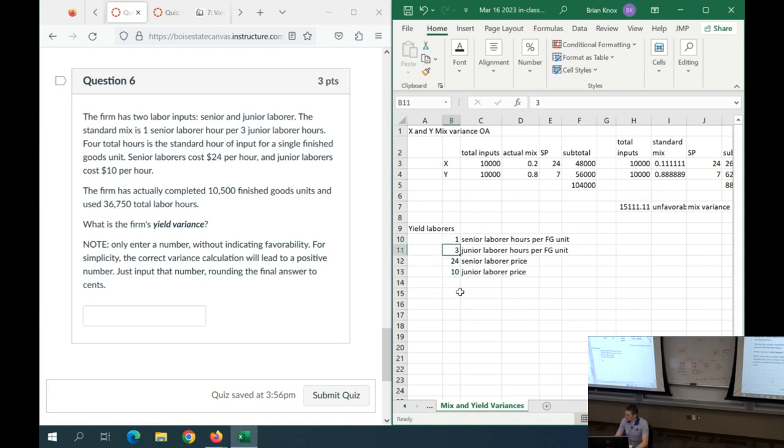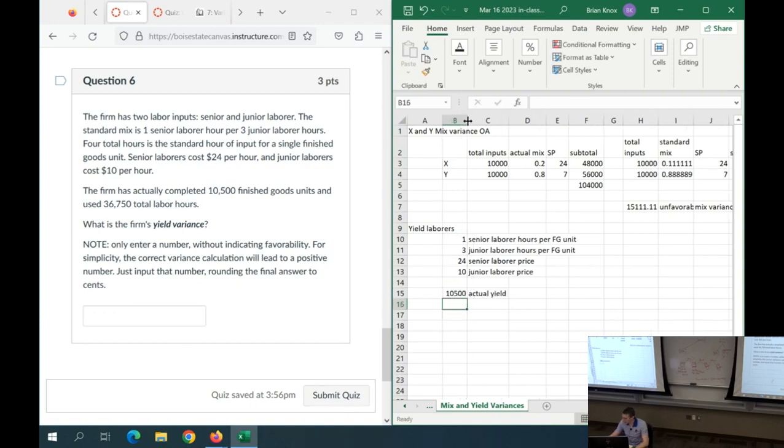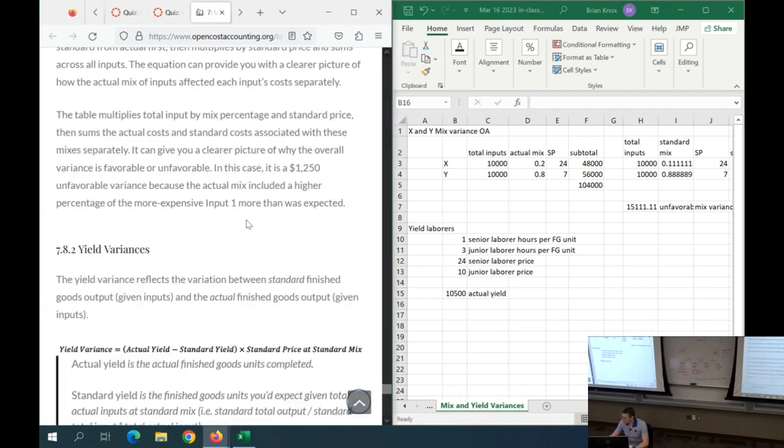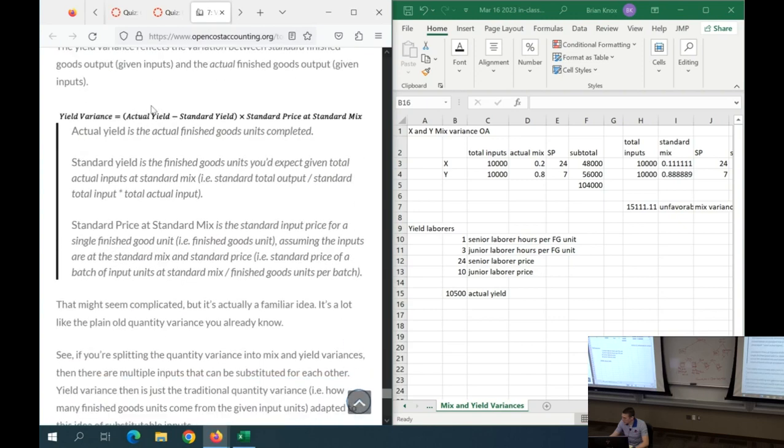Just very simply, we have an actual yield given to us, and I want to jump to the textbook here to say why we care about actual yield, because it's part of the equation. Actual yield. We changed the name to yield because we're trying to differentiate it from the normal quantity. It's actual quantity is the idea. Also, we're trying to point out something here. All right, yield is weird. Let me just break this to you.